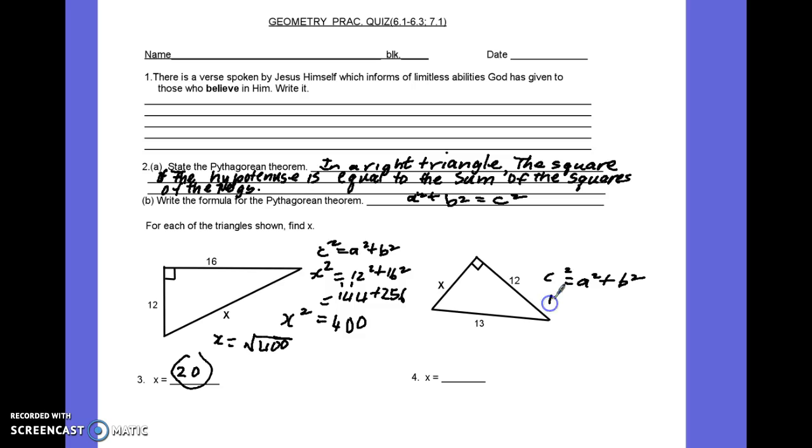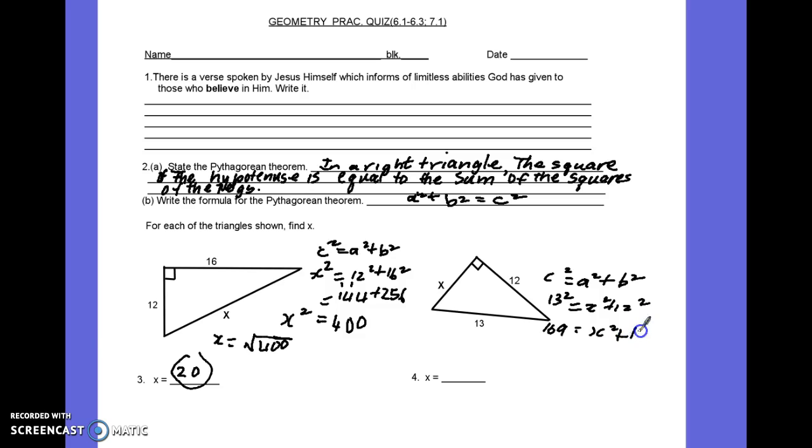So 13 goes here. You can see this is different because in the last one x was the hypotenuse. So watch this carefully, because this is a different look at using the Pythagorean theorem. a squared plus b squared now is going to be x squared plus 12 squared. So these are the legs now. x squared plus 12 squared equals 13 squared, 169.